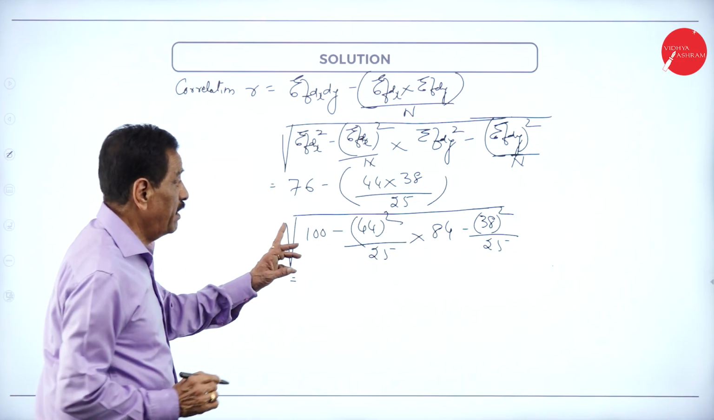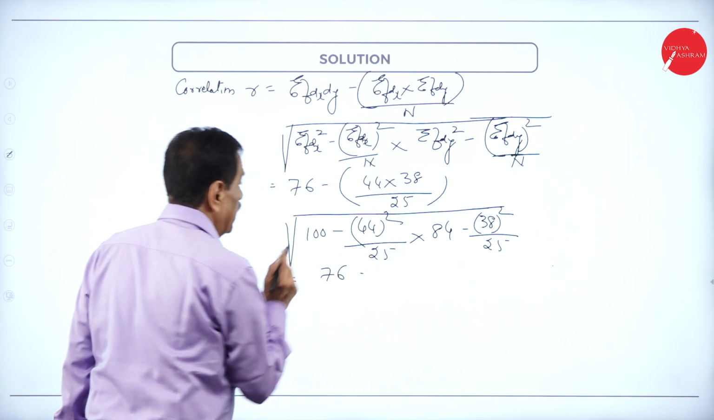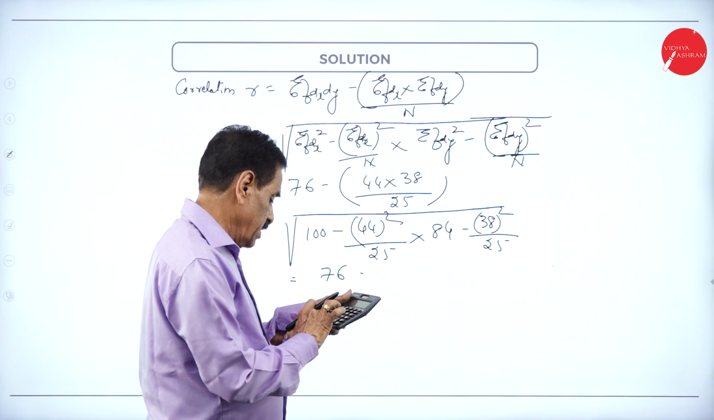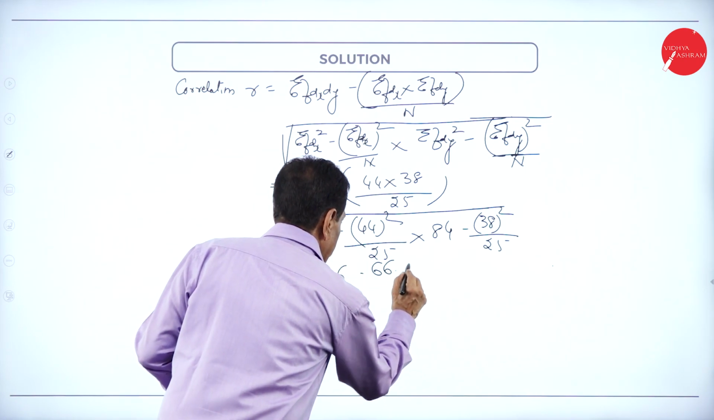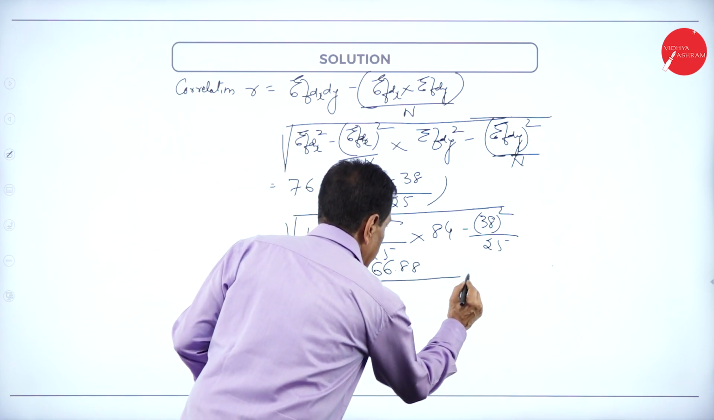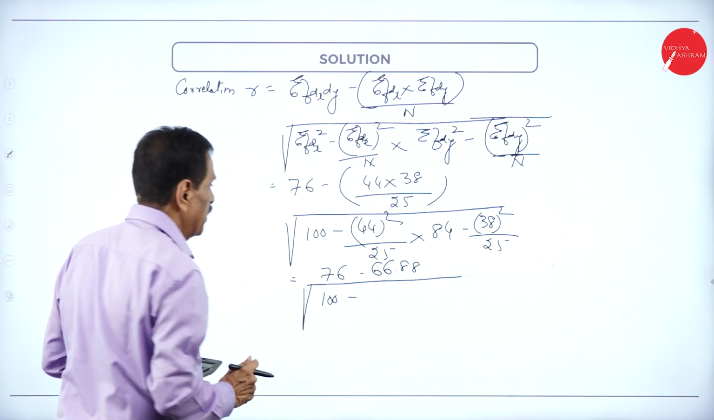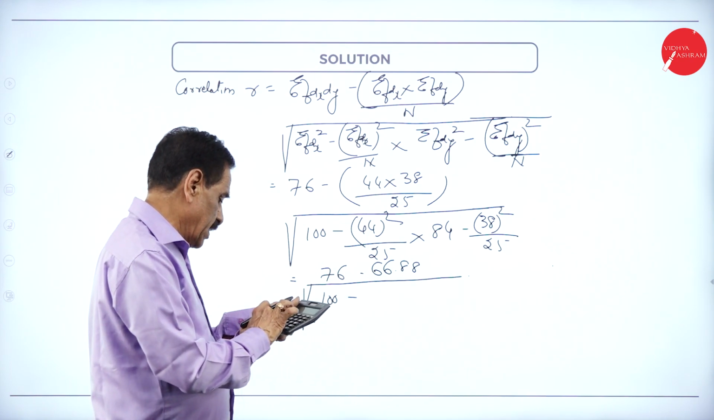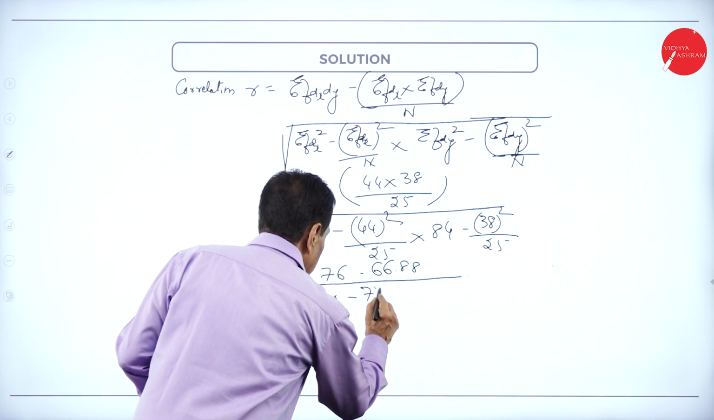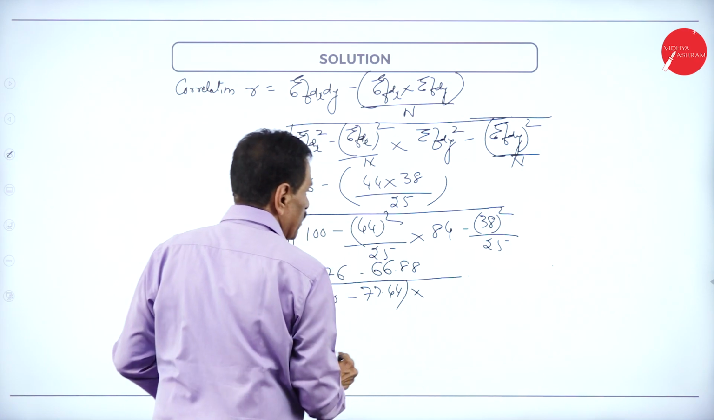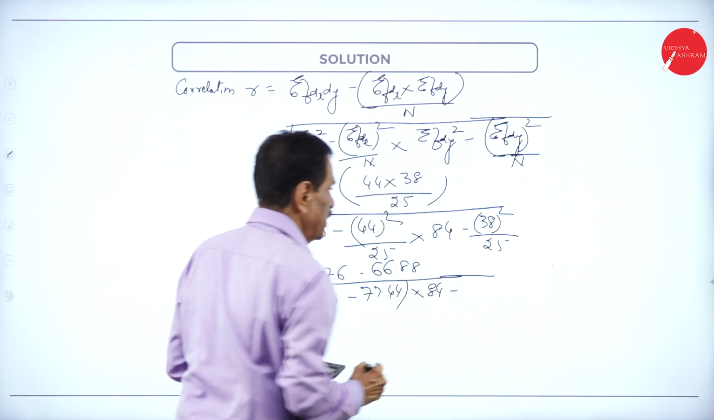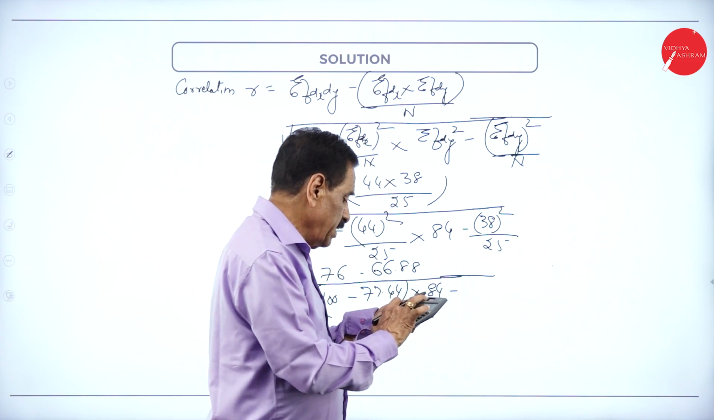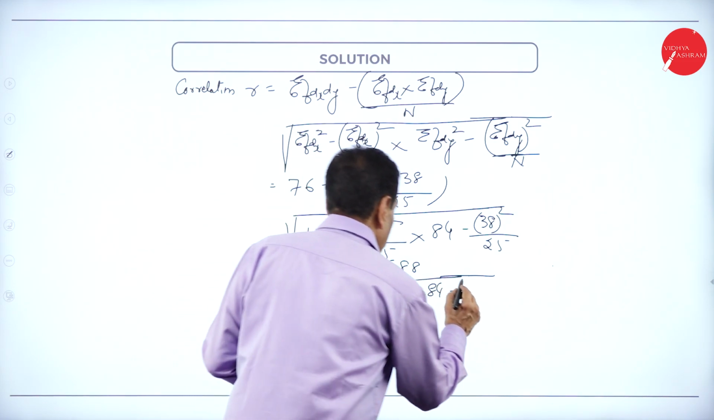So it is 76 minus 44 into 38 divided by 25, which is 66.88, divided by root of 100 minus 44 into 44 divided by 25, which is 77.44, into 84 minus 38 into 38 divided by 25, which is 57.76.